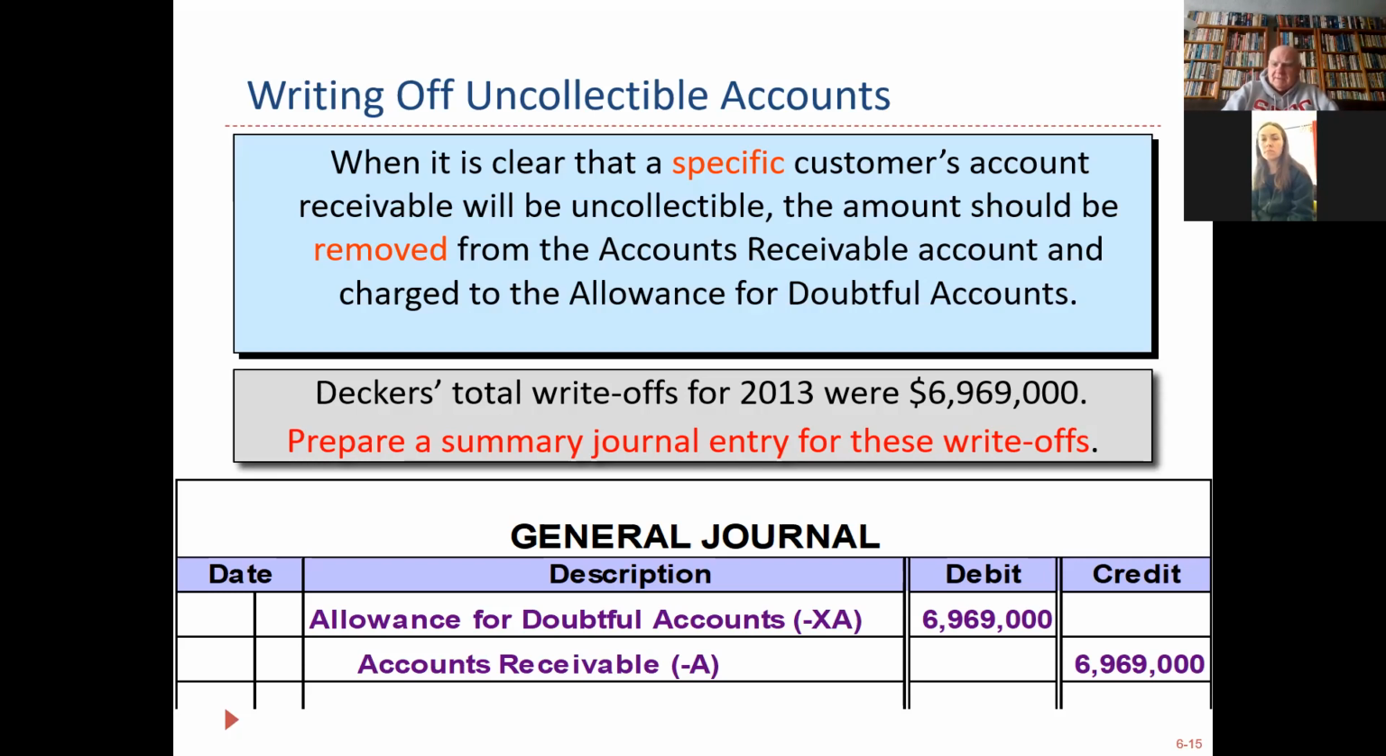And notice it's a debit to the allowance and a credit to accounts receivable. Think of that T account I was talking about. If you see a debit to allowance for doubtful accounts, this is the only possible credit. Accounts receivable. Okay.